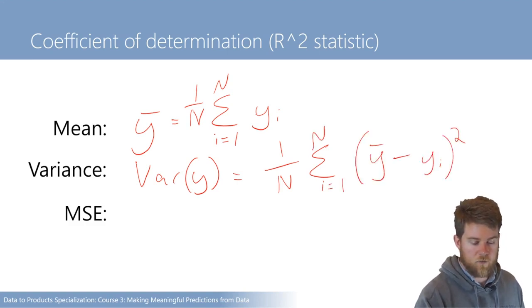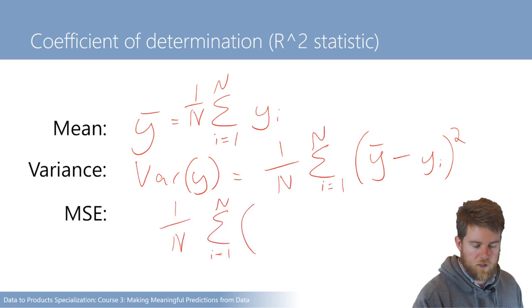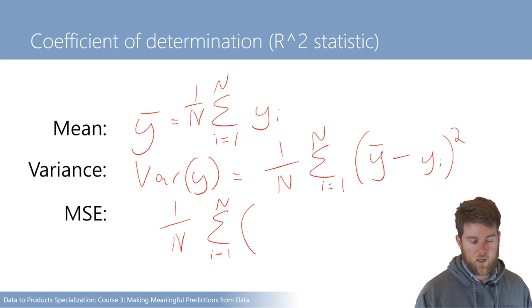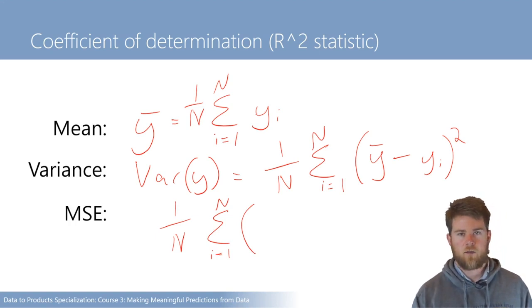And mean squared error, just to remind ourselves from the last lecture, is going to look like the following. It's going to be the sum of all of our data points from 1 to n of the model's prediction, x_i dot theta, minus the label, squared. And we're averaging that by dividing by n.